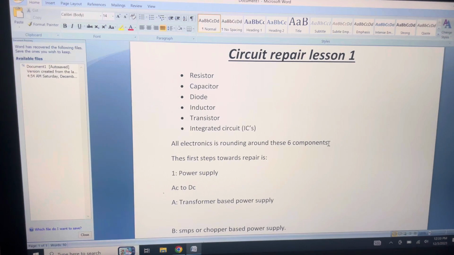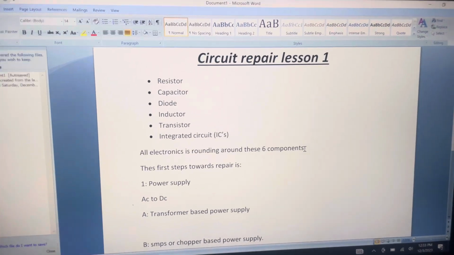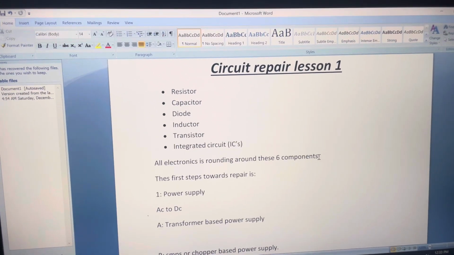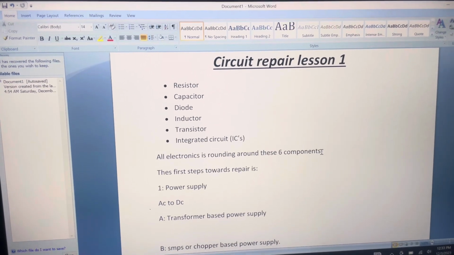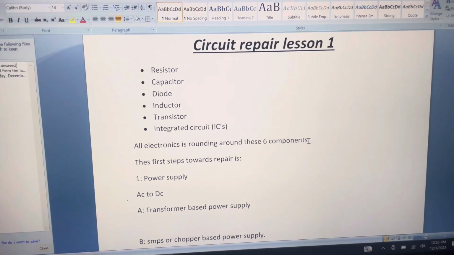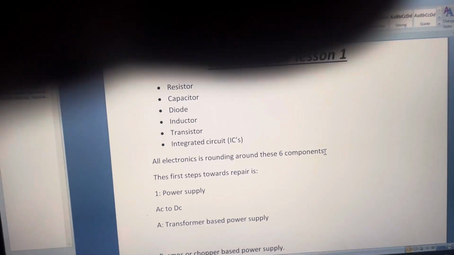We are going to start a new series of videos in which I will be making a video on how to repair any electronic circuit.